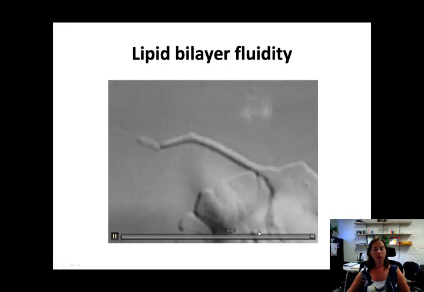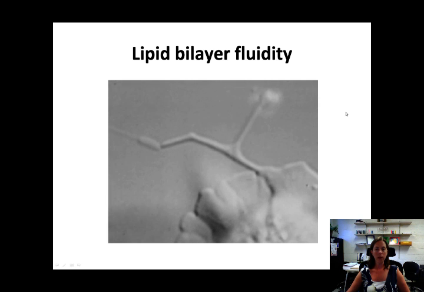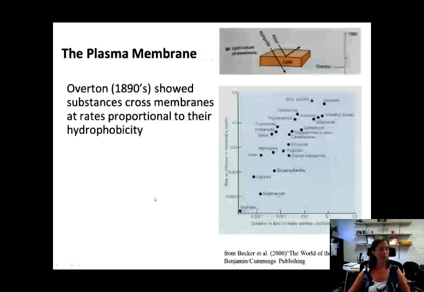And this is a video from your textbook, which is showing a neuron with a little extension of this neuron. This white spot here is a laser tweezer, and you'll see it pull out a piece of the membrane, and then it can move this piece of membrane fairly quickly back and forth. So it's a really impressive example of how fluid the membranes are, and we'll talk about the components that contribute to that fluidity as well.